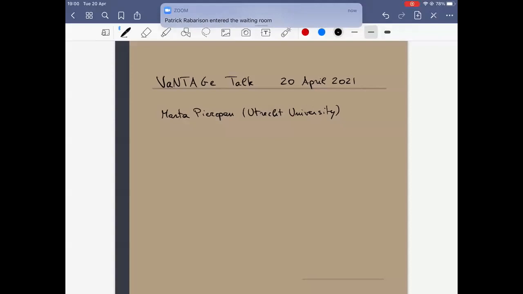Today, we're very happy to have Marta Pieropan talking about the split torsor method for Manin's conjecture. This is part of a series of talks on Manin's conjecture and rational points.